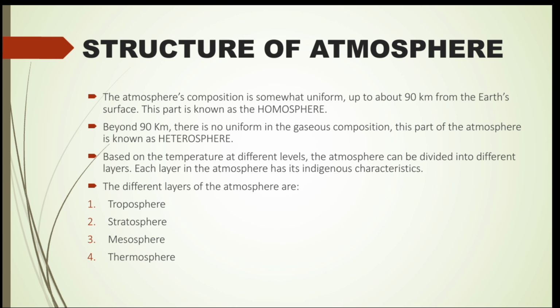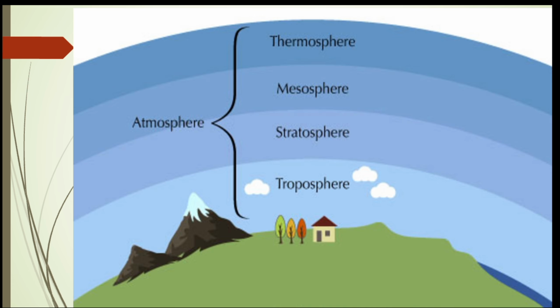Also, in the heterosphere, at different levels, the temperature changes. The temperature change shows different patterns, and based on these characteristics, the atmosphere can be divided into different layers. Each layer in the atmosphere has its own indigenous characteristics. The different layers of atmosphere are troposphere, stratosphere, mesosphere, and thermosphere.